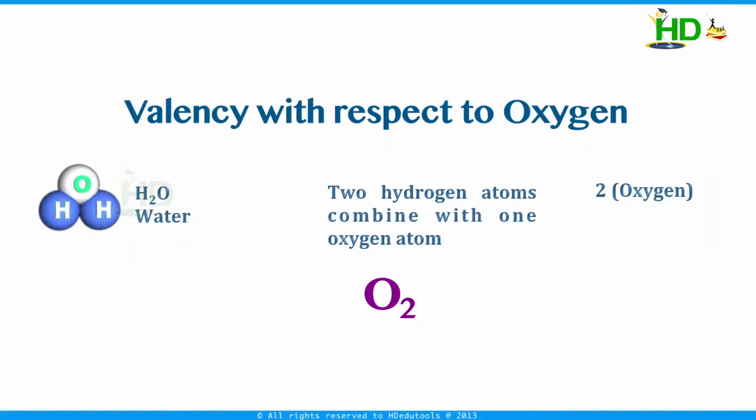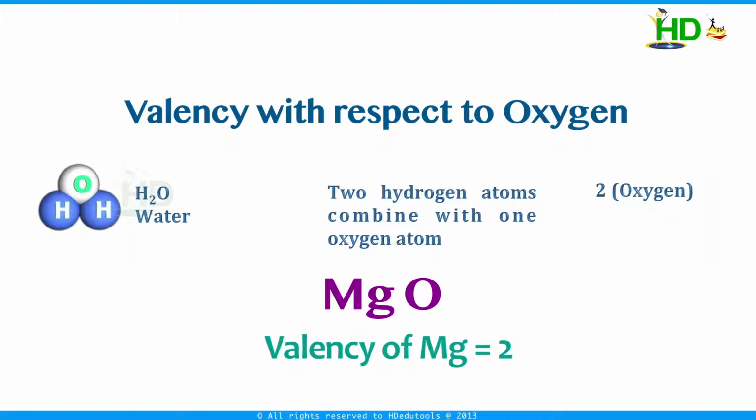In another way, valency can be defined as double the number of oxygen atoms with which one atom of an element can combine. We know that valency of oxygen is 2. Therefore, if any element combines with oxygen, its valency is considered to be 2. For example, we consider magnesium oxide, MgO. One magnesium atom combines with one oxygen atom. In this case, what is the valency of magnesium? Yes, it is 2.